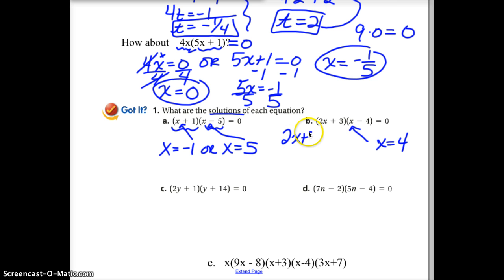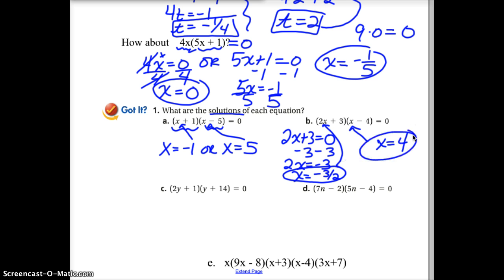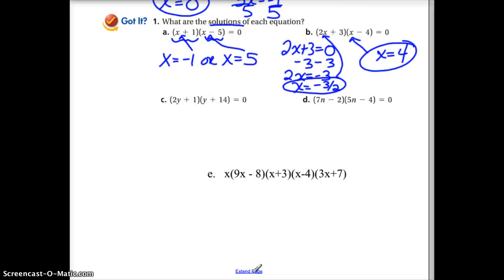Or 2x plus 3 would have to equal 0. We'd subtract 3. We'd divide by 2. And our two answers would be x equals negative 3/2. If I plug that in, I get a 0 out. Or x equals 4. If I plug it in, I get a 0 out. So let's go look at letter C. Which one of these can I do easily?